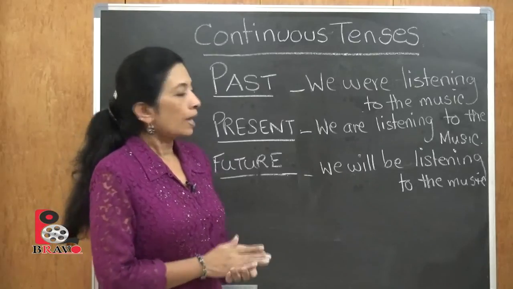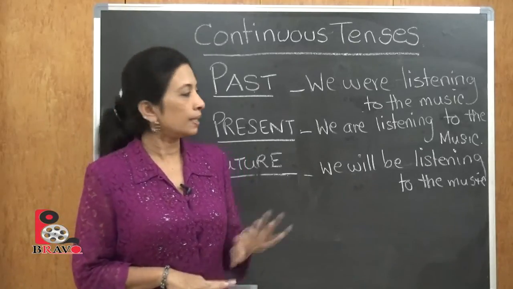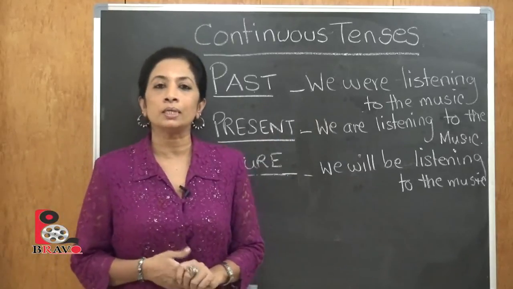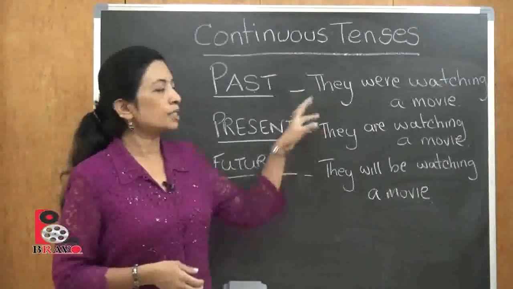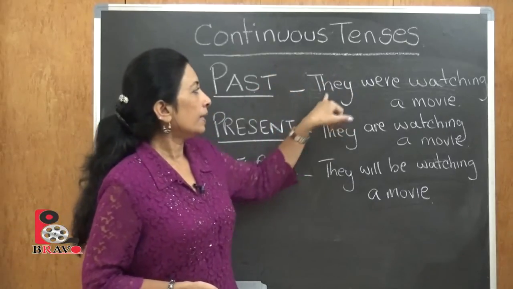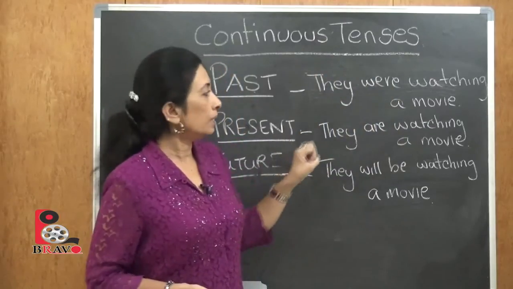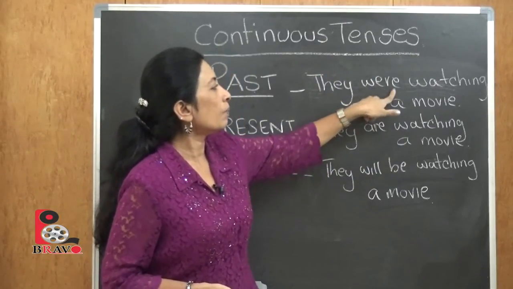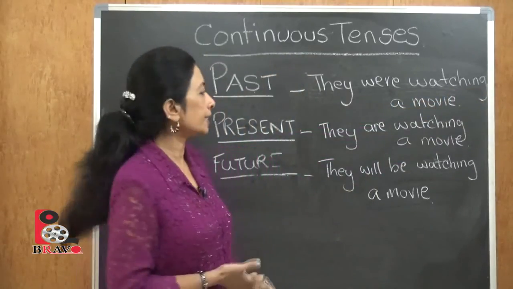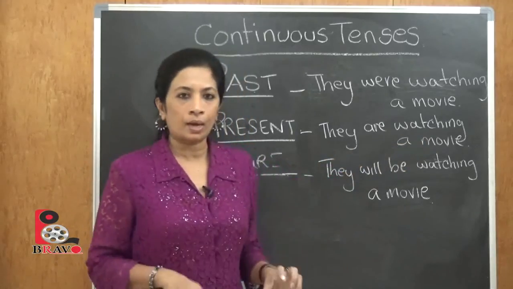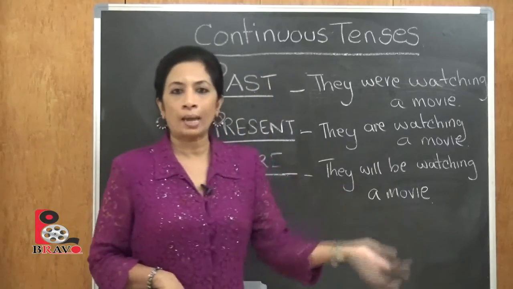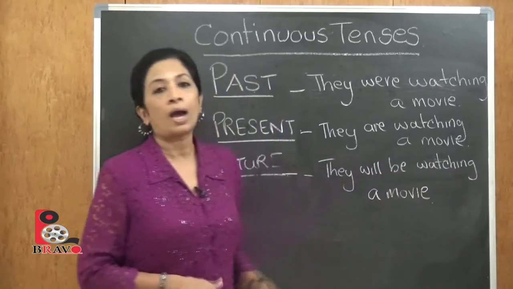And I'll just do one more example so that you can understand it a little more in depth and see where and how to use the continuous tense. It's a similar exercise to the previous one we did. It was we, here, they. They were watching a movie. Again plural, so the verb becomes were for the past, watching, with ing, for the continuous tense. They are watching a movie, that's happening now. They will be watching a movie, it's going to happen in the future, with the continuous tense, ing added on to the word.